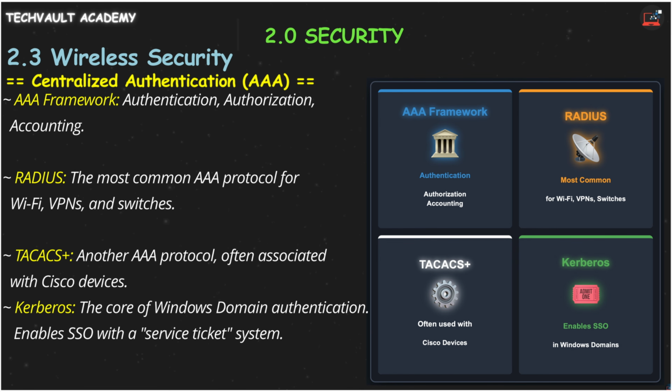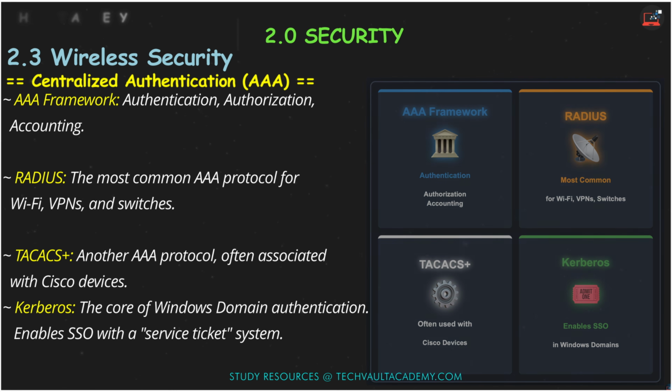Inside a Microsoft Windows domain, the king of authentication is Kerberos. Kerberos enables single sign-on, or SSO. It works like a fast pass at an amusement park. You log in once, and the Kerberos ticket granting service gives you a special service ticket. You then show this ticket to all other network resources, like file servers, to gain access without ever typing your password again. It provides mutual authentication, meaning both you and the server prove your identities to each other.